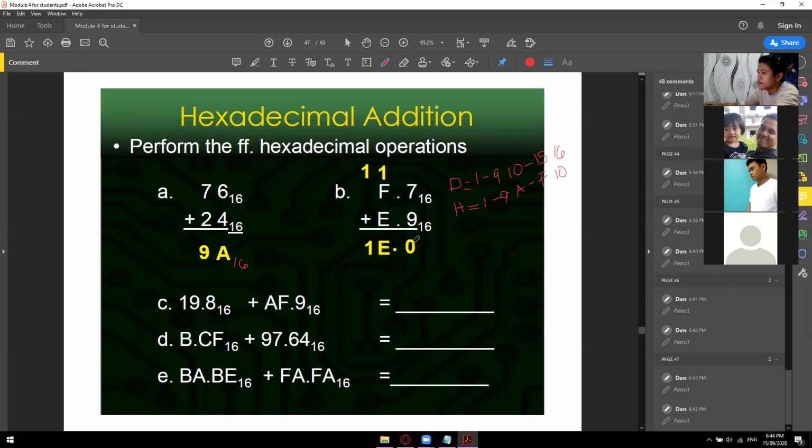So, carry 1, bring down 0. And then F. So, in hexadecimal, F is 15. Okay? Plus 1 is 16. So, dito pa lang, pwede nyo nang i-separate yun. So, 16 in hexadecimal is 10. So, carry 1, bring down 0 here. And then 0 plus E is still E. And then bring down the 1 here. So, that's how we've got 1 E. That 0.